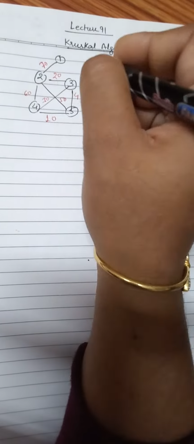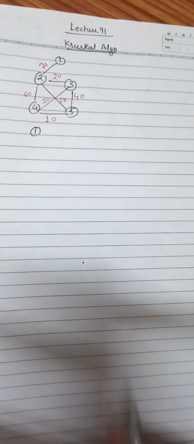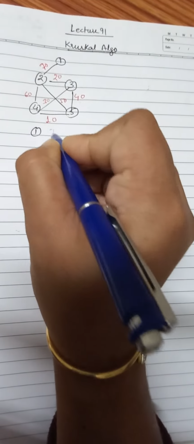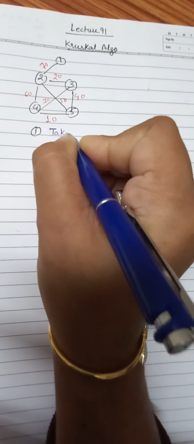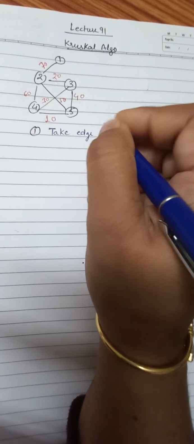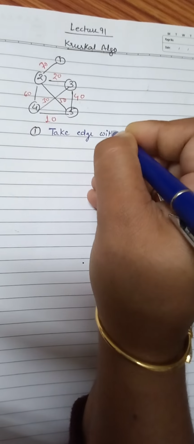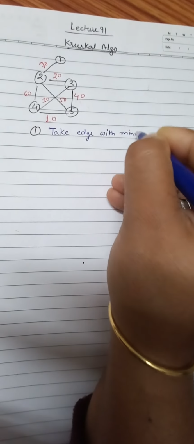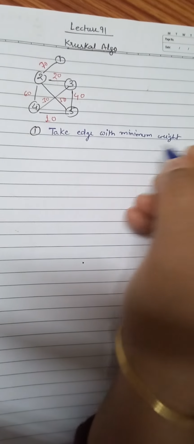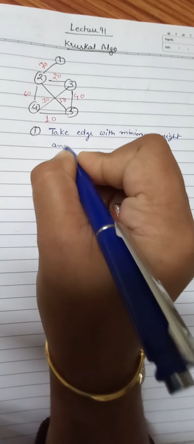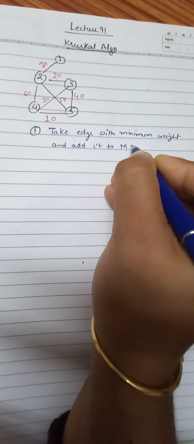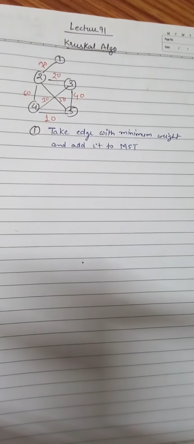First, the first point is take the edge with minimum weight and add it to the minimum spanning tree, MST.